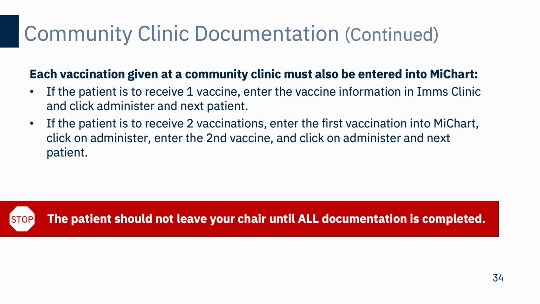Each vaccination given at a community clinic must also be entered into MyChart. If the patient is to receive one vaccine, enter the vaccine information in IMS Clinic and click Administer and Next Patient. If the patient is to receive 2 vaccinations, enter the first vaccination into MyChart, click on Administer, enter the second vaccine, and click on Administer and Next Patient. Please remember, the patient should not leave your chair until all documentation is completed.